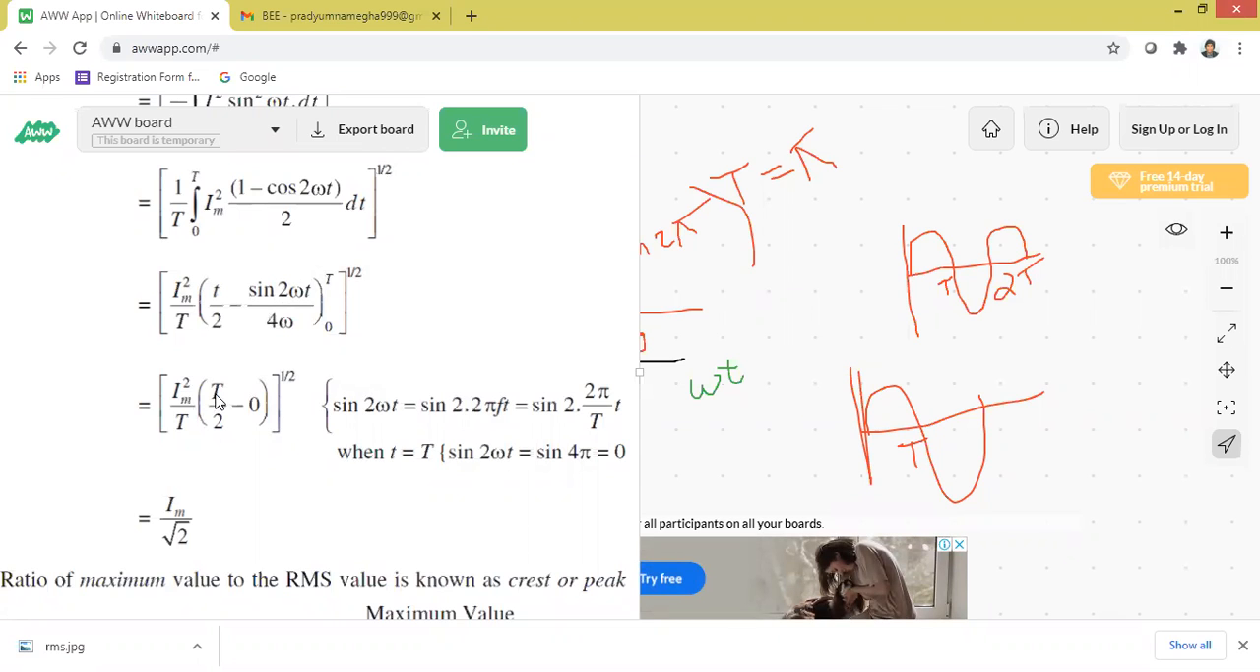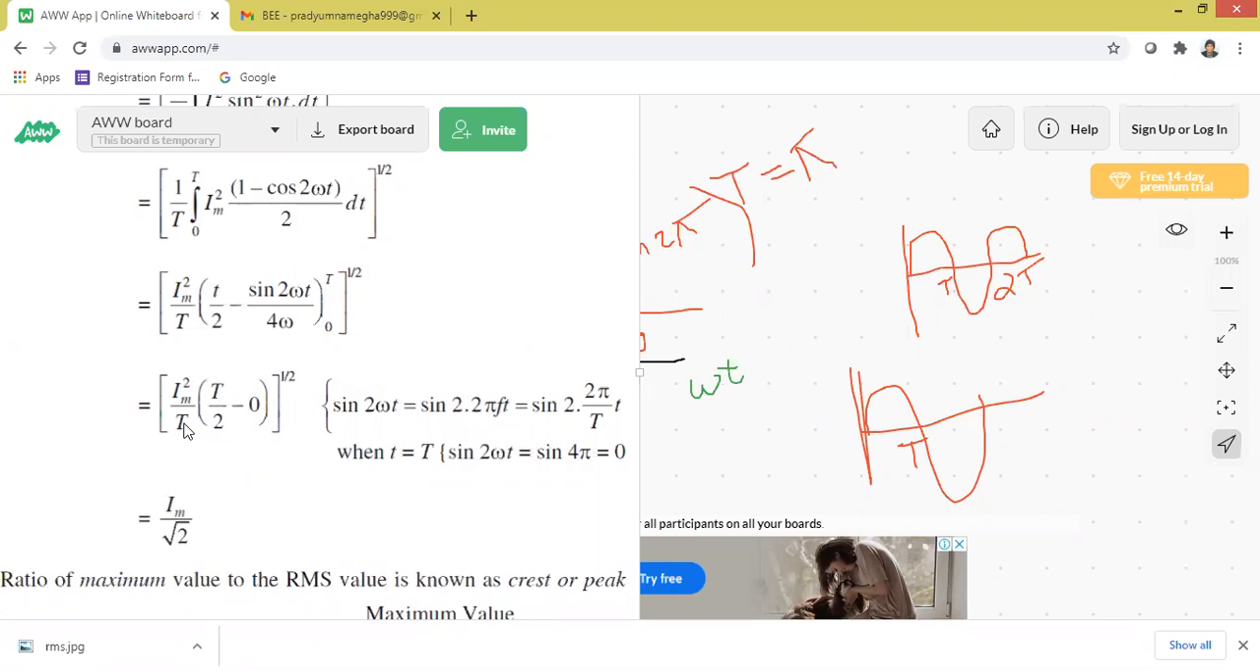And what is the next one we are having? So that's why we got here 0. So no need to write all these things. What is sine 2 pi, everyone tell me. Sine 2 pi value. 2 into 180. Sine 2 pi, sine 360 is 0. Therefore, this term will become 0. Therefore, we are having this expression I square m by T into, now we are T. You can also substitute here pi if you want.